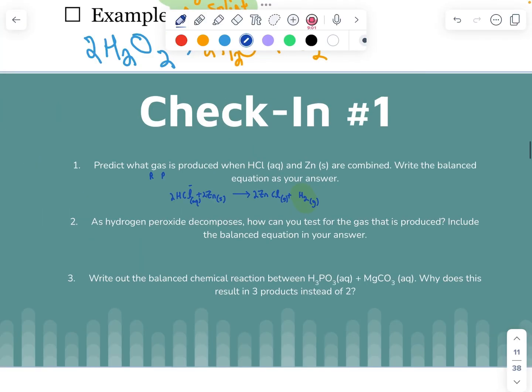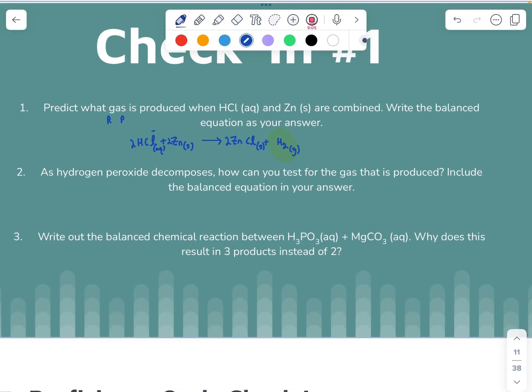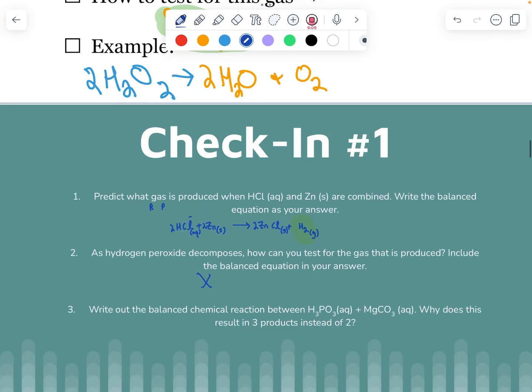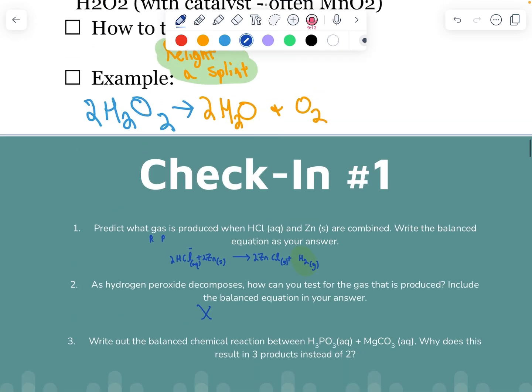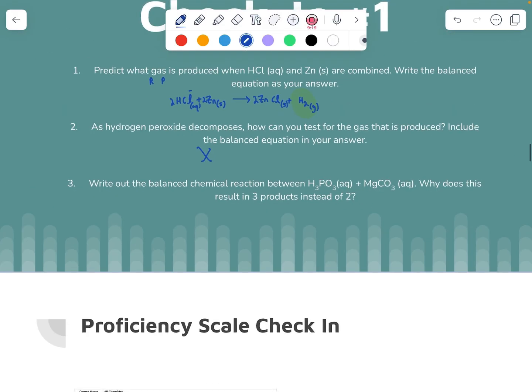So as hydrogen peroxide decomposes, we just talked about this in the notes. It's just going to relight a splint. That's how we're going to know. And this is a balanced equation here: 2H2O2 yields 2 waters plus O2 gas.